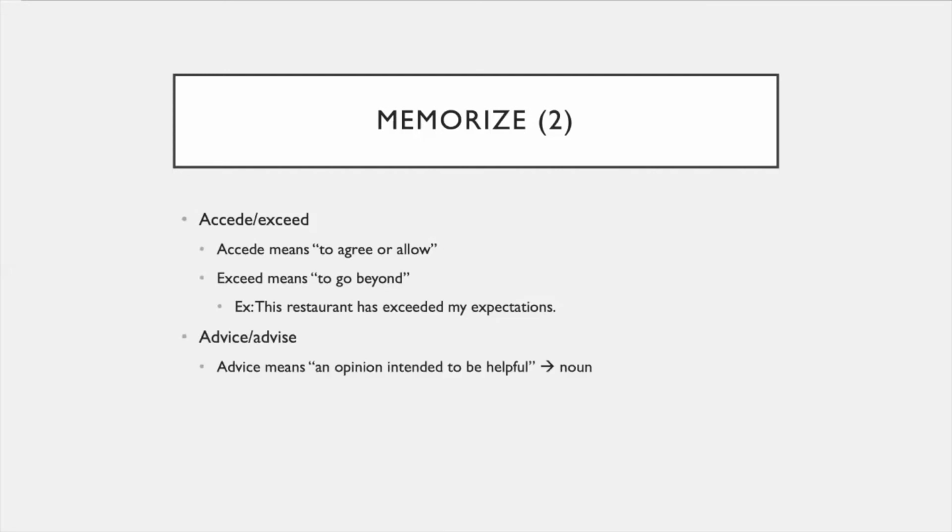Next, we have advice and advise. So advice means an opinion that's intended to be helpful. This is the noun form, like when we say, oh, I need to get advice from him because he seems super wise, versus advise, which is the verb form of giving advice.